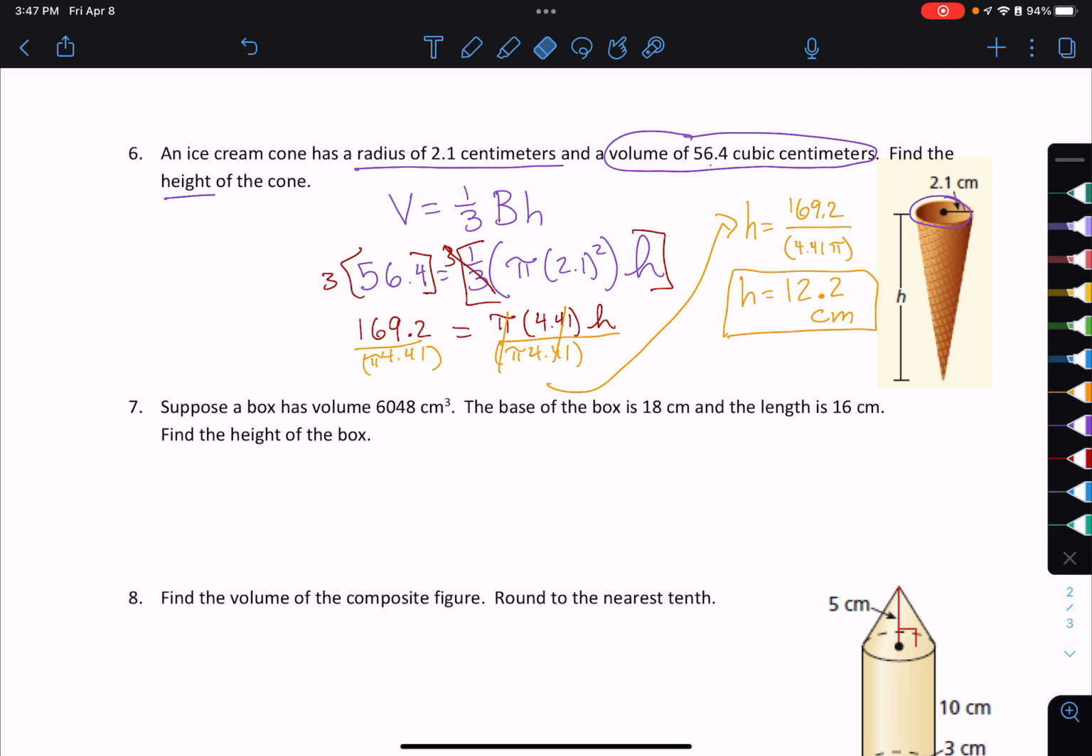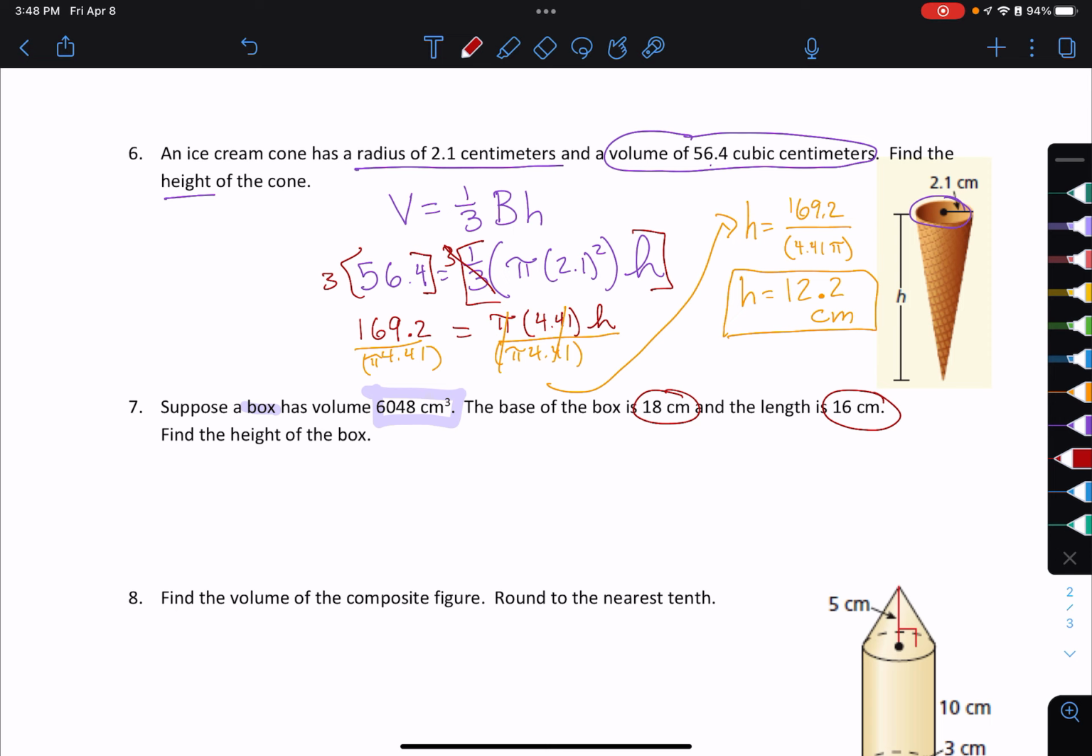So similar kind of question on number 7. It says, suppose a box, so we're talking about a box, has a volume of 6,048 centimeters cubed. The base of the box is 18 centimeters and has a length of 16 centimeters. We're asked to find the height.